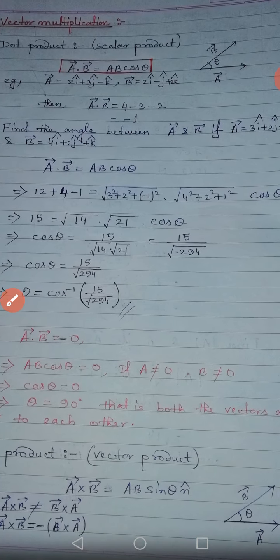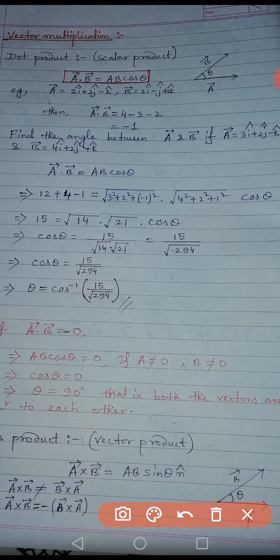Okay, let's see. Coefficient of i in A is 3, coefficient of i in B is 4, 3 into 4 is 12. Coefficient of j is 2 and 2, 2 into 2 is 4. This is minus 1, this is plus 1, means it is minus 1. So 12 plus 4 minus 1 gives 15. The left hand side is done.